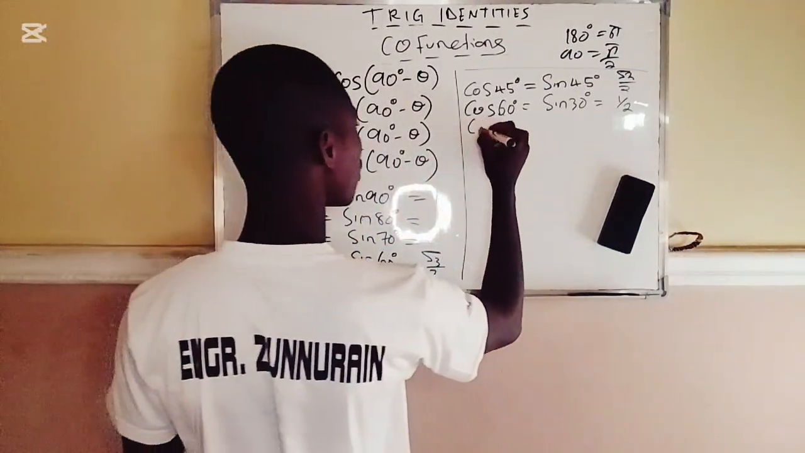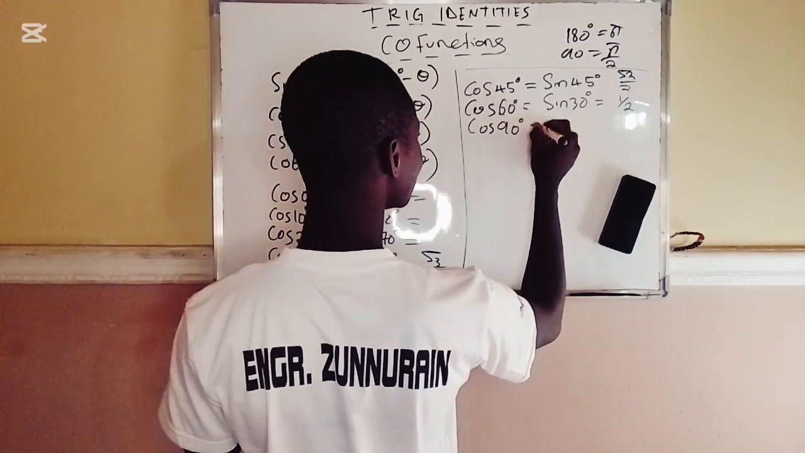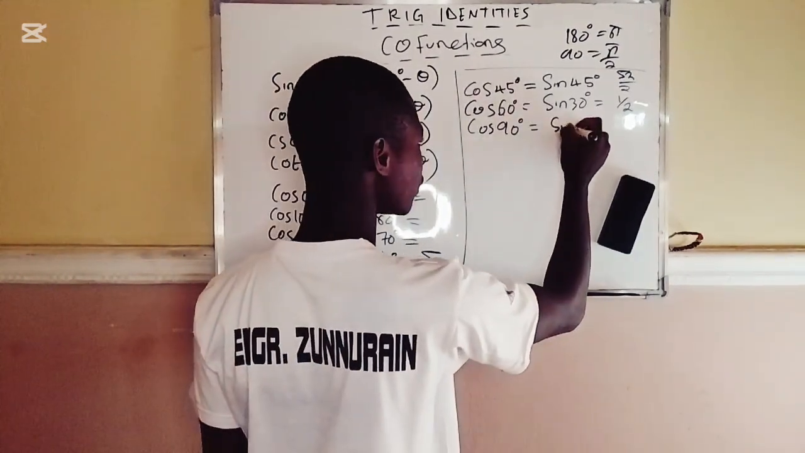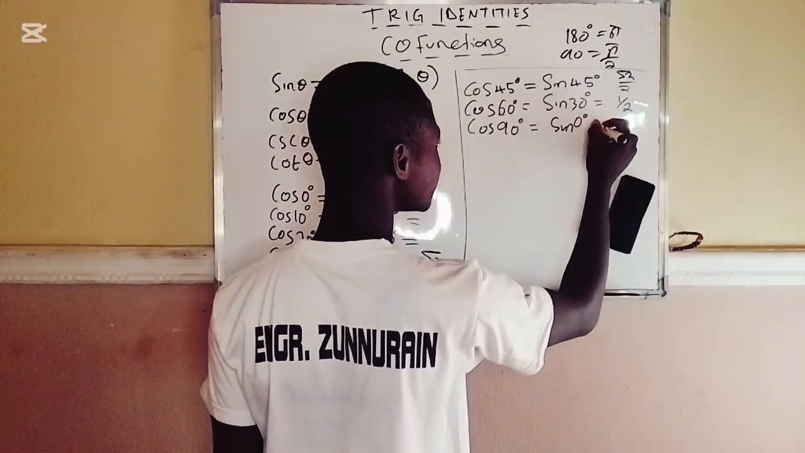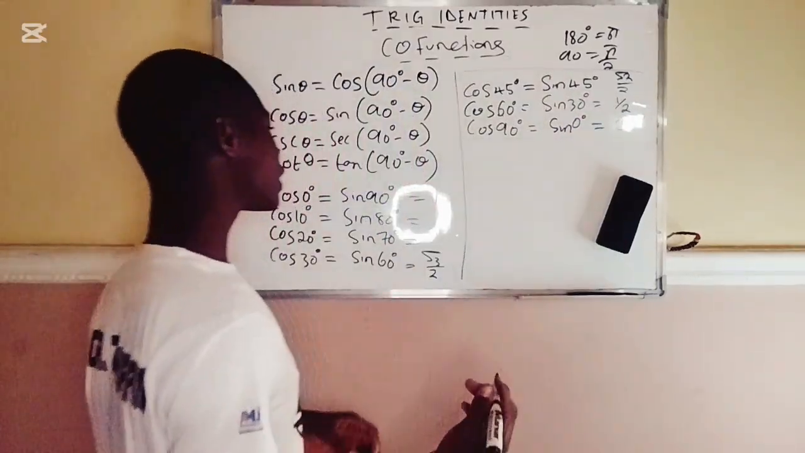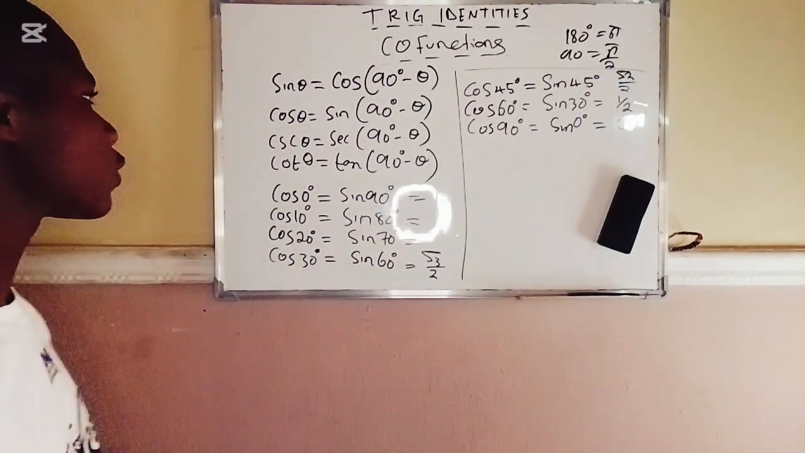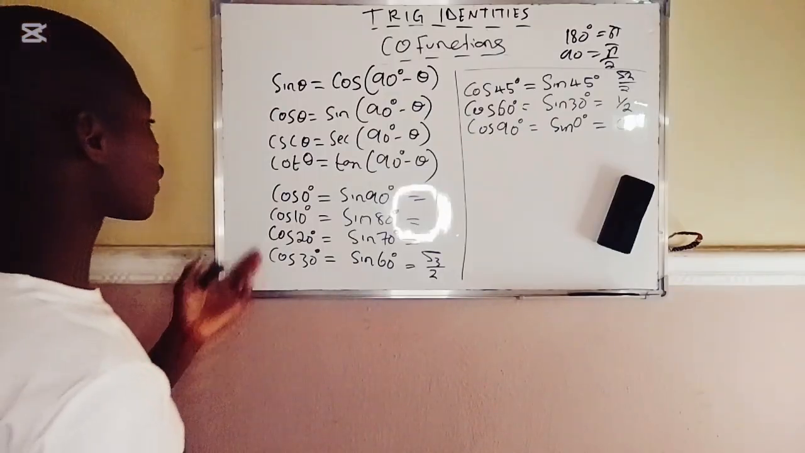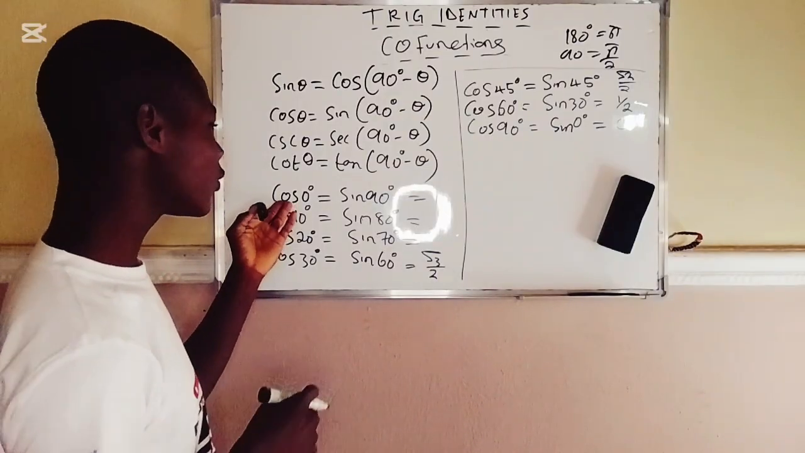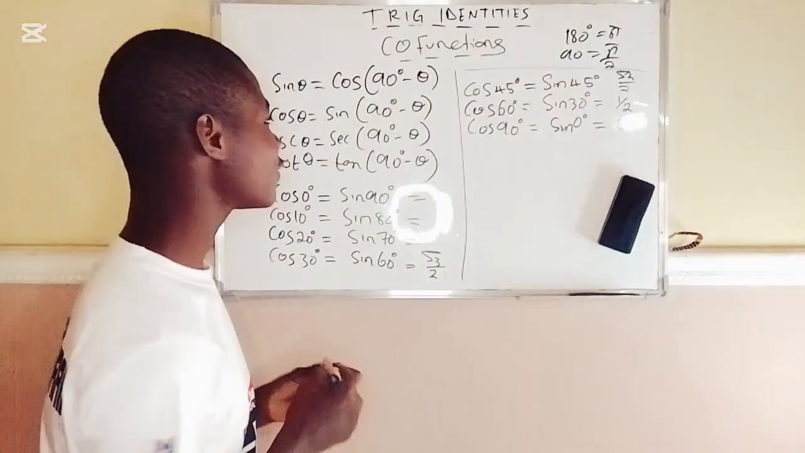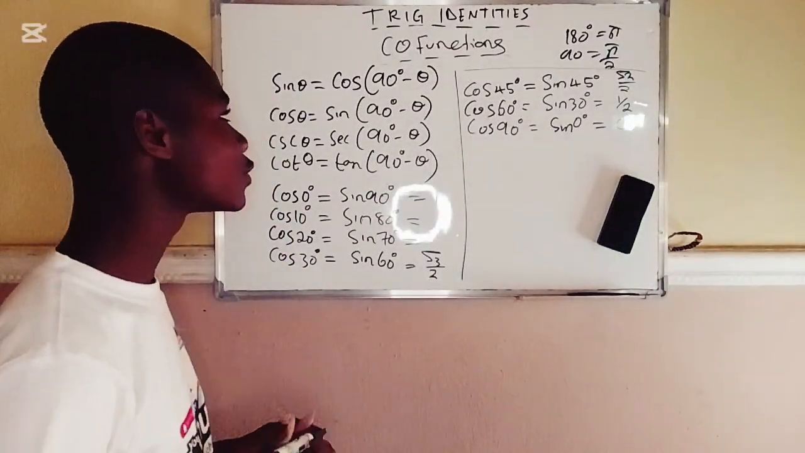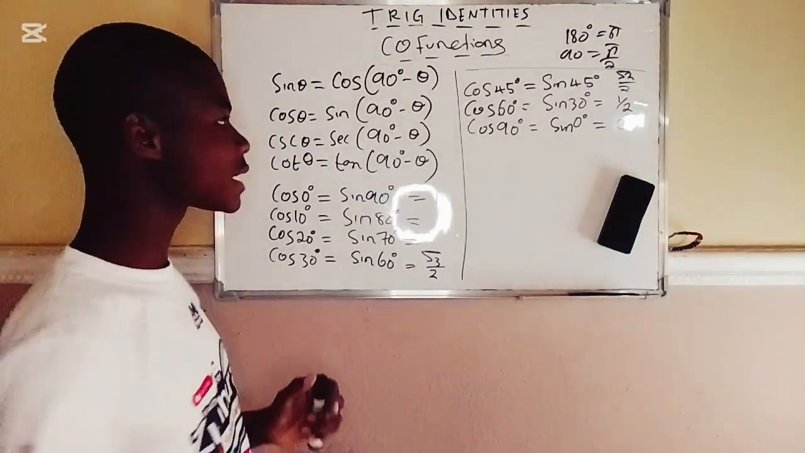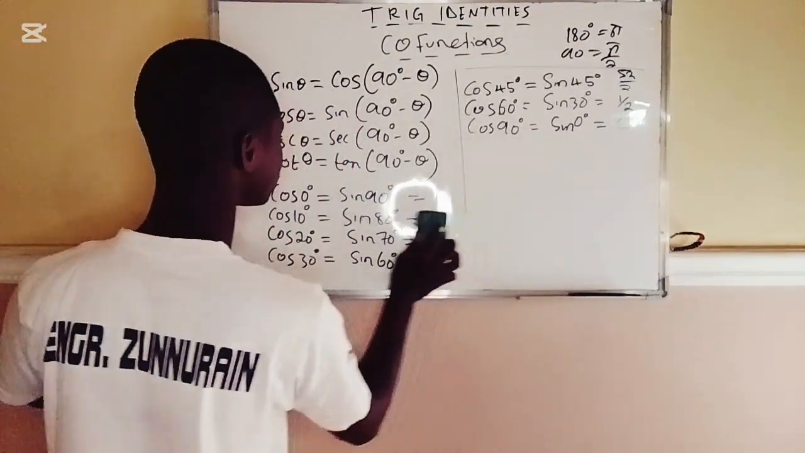Whenever you say cos 90 degrees, it will give you 0. And also sine 0 degrees will give you 0. So 90 plus 0 will give you 0, but rather cos 0 will give you 1. So this is what I just want you to know on the co-functions. So let's see whether we can see the double angles.